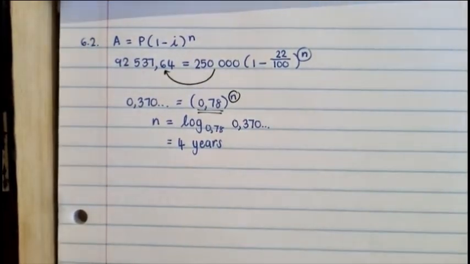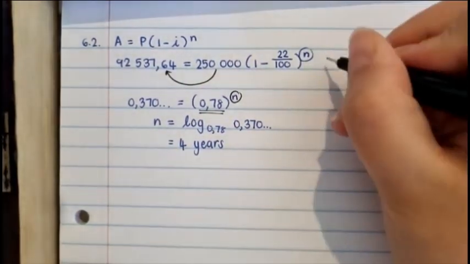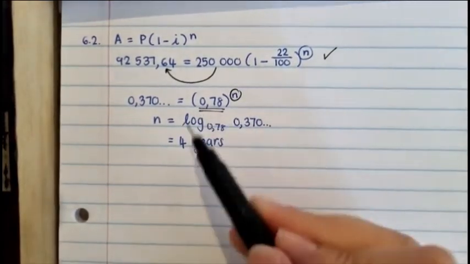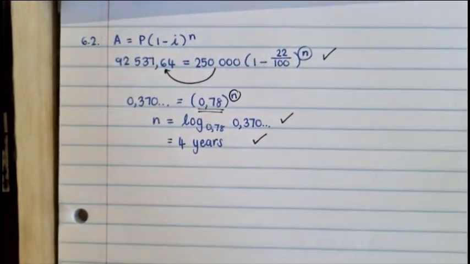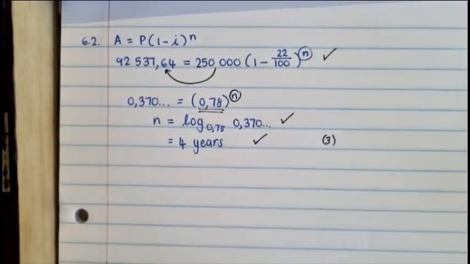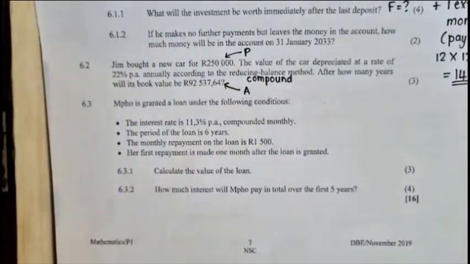Okay, this question was only for 3 marks. So it was a mark for substituting everything into the formula there, then a mark for using logs, for actually showing that you're using it, and then a mark for your final answer. So 3 marks. All right, we're nearly done with the first paper stuff. We only have 6.3 to do still.